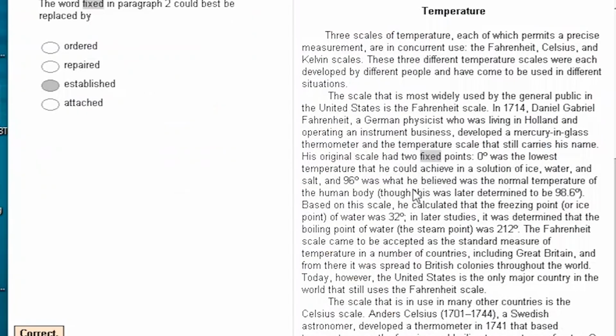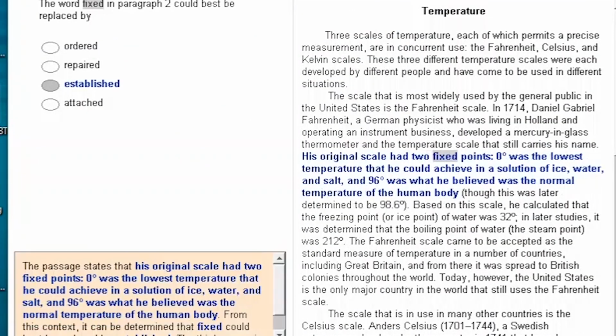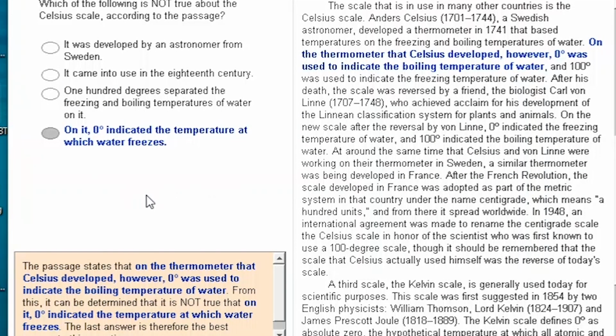So in the first one, of course, I got it right, because fixed points means established. On the second one, I got it right too, it's D. Why? Because they mentioned that originally 0 indicated the boiling temperature of water, not the freezing temperature, and they're referring to the original scale. Now you've seen how I solved these 2 reading questions.